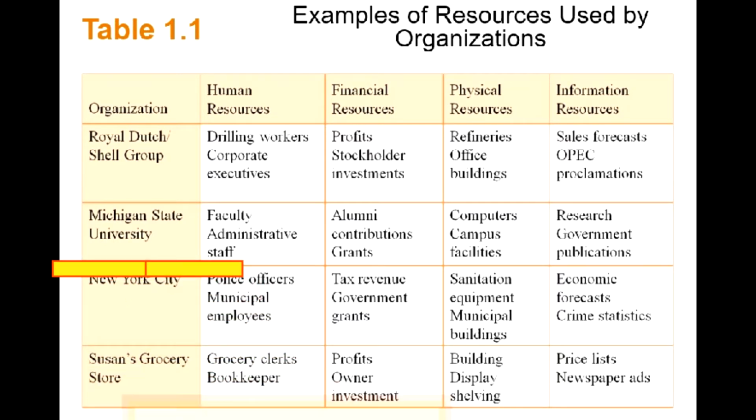Michigan State University is a university that has the four different types of resources. For human resources, some examples would include faculty and administrative staff. For financial resources, they would have alumni contributions and grants. And for physical resources, they have computers, the campus facilities. And for information resources, they would have research and government publications.